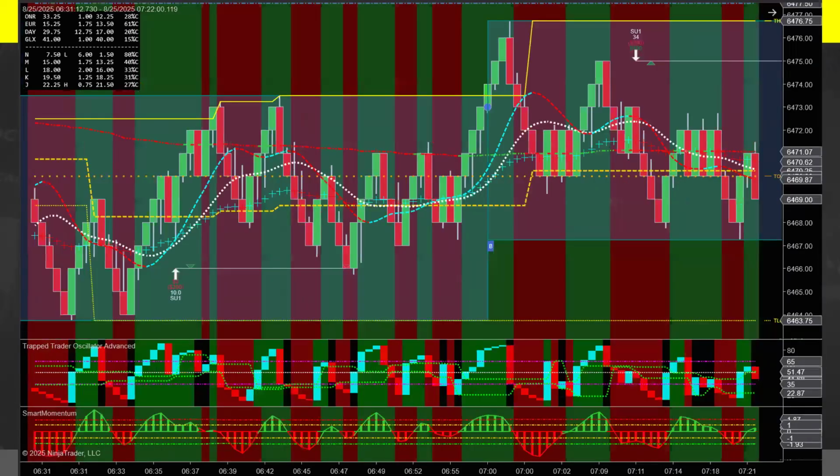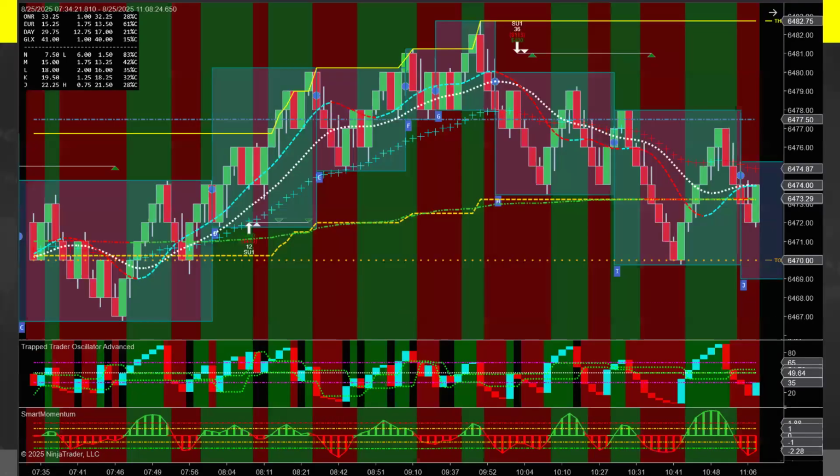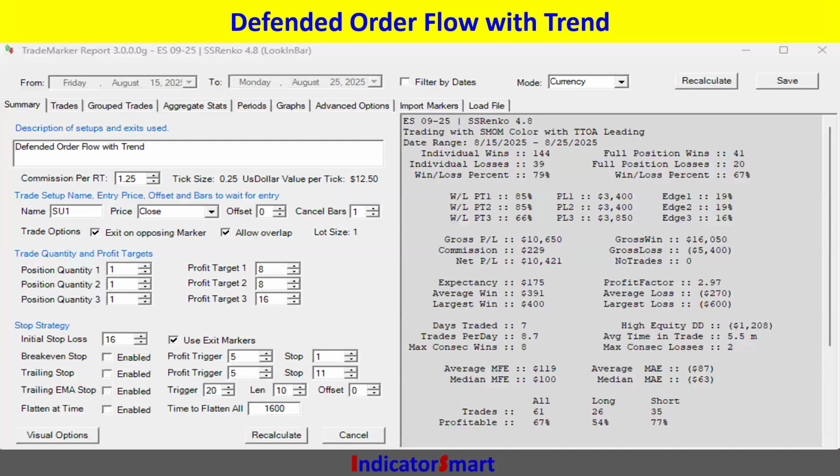This one gives it breathing room, and so you can see, like here, it gives some of it back on one of the contracts. When the market is less volatile, we're going to take a look at the report. Just defended order flow with trend, using the momentum as the trend, which was another concept that I introduced during the webinar. Expectancy about 175, about 85%.